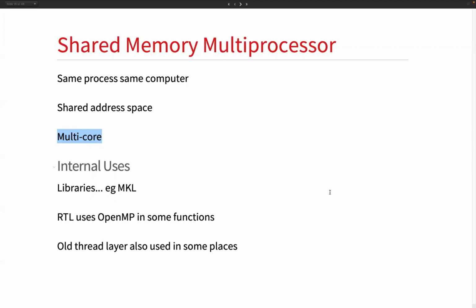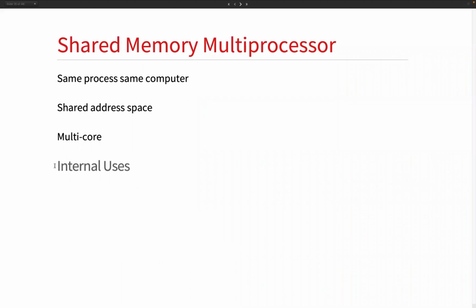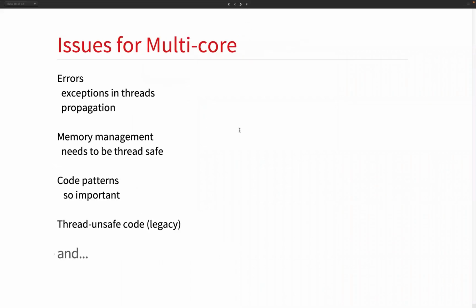Now, we already use this quite a bit in Mathematica. Some of the libraries that we have, such as MKL, already make use of multi-core, and the runtime library, the RTL, also uses some parallel functionality through OpenMP. We also have an old thread layer with some parallel things built on top of it, and that's used in a few places.